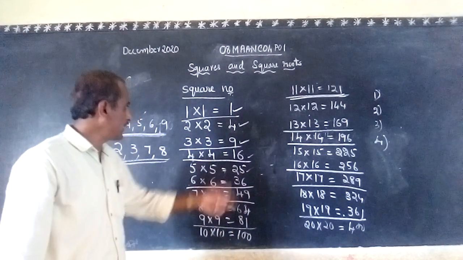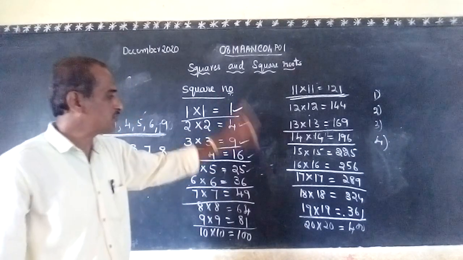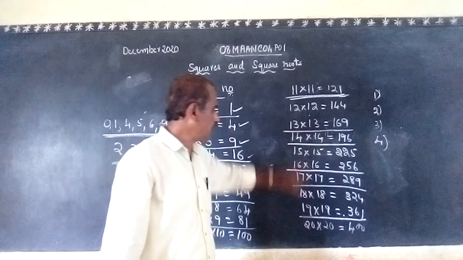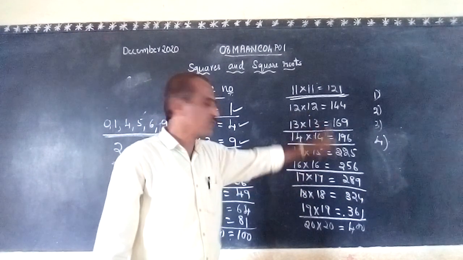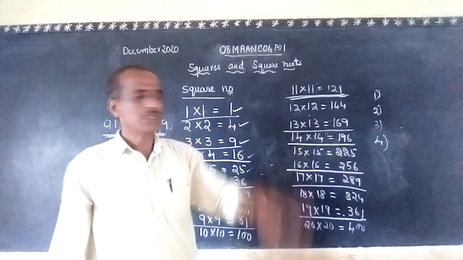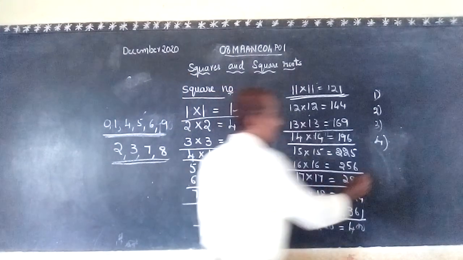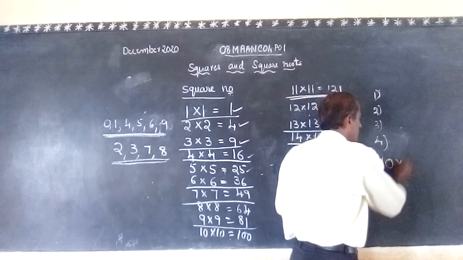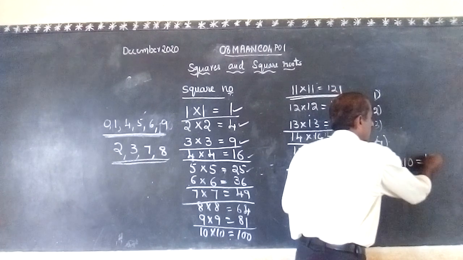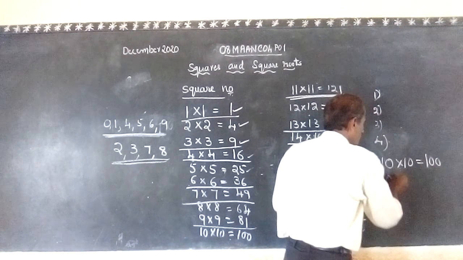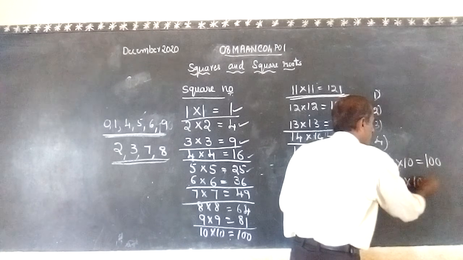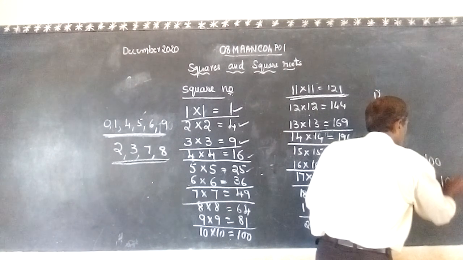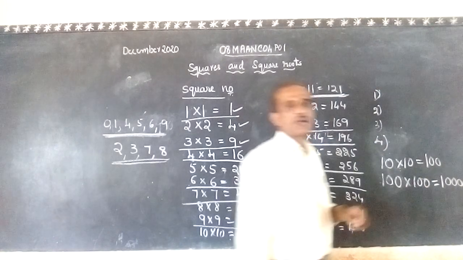Like that, 2 and 8: if a number has 2 or 8 in the unit place, its perfect square ends in 4 only. Okay, like that. Next, another property. For example, 10. What is the perfect square of 10? The perfect square of 10 is 100. Look at this. What is the perfect square of 100? 100 into 100. 1 into 1 and 4 zeros. See, this is the perfect square of 100.